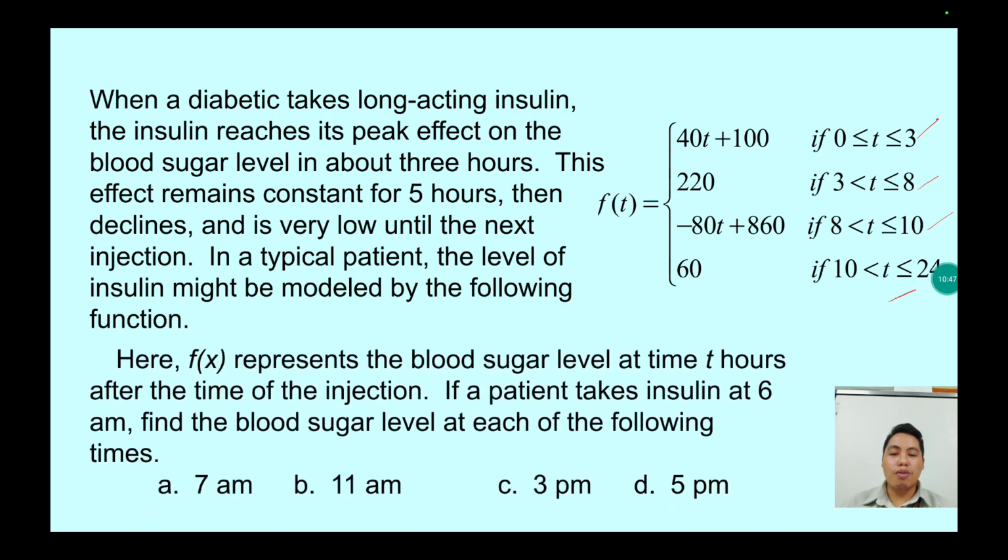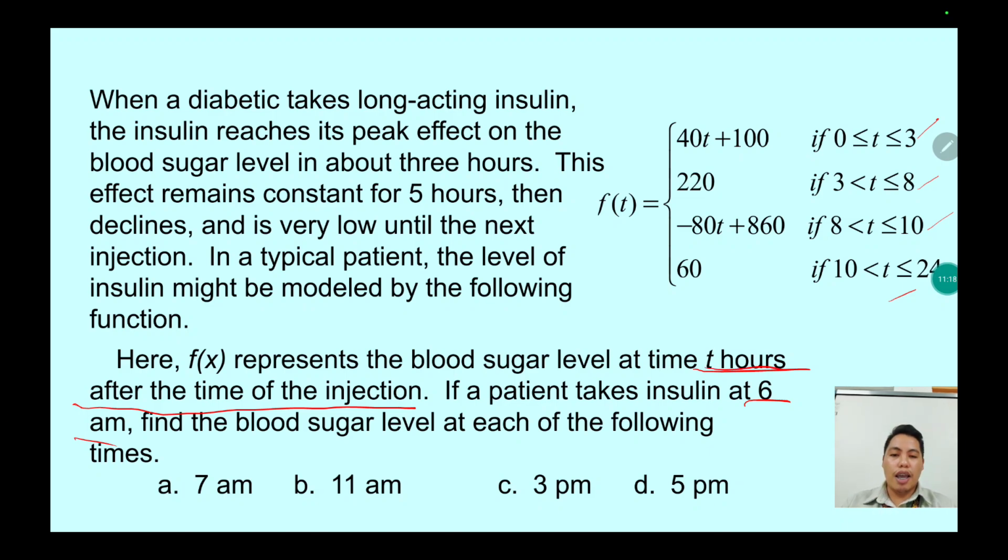So, what's now our task? Here, f of t represents the blood sugar level at t hours after the time of injection. So take note, after the time of injection, that's the t hours. What time was the insulin taken? If a patient takes insulin at 6 a.m., so you analyze the problem. Find the blood sugar level at each of the following times.